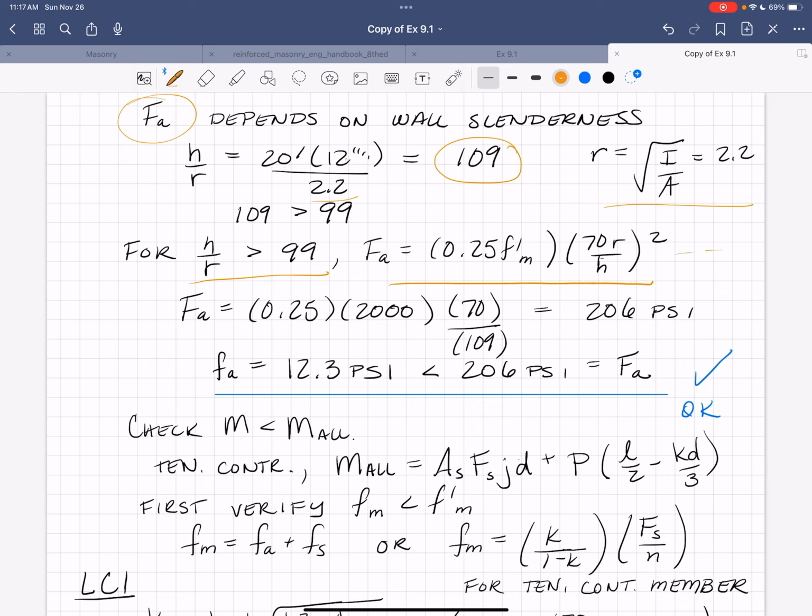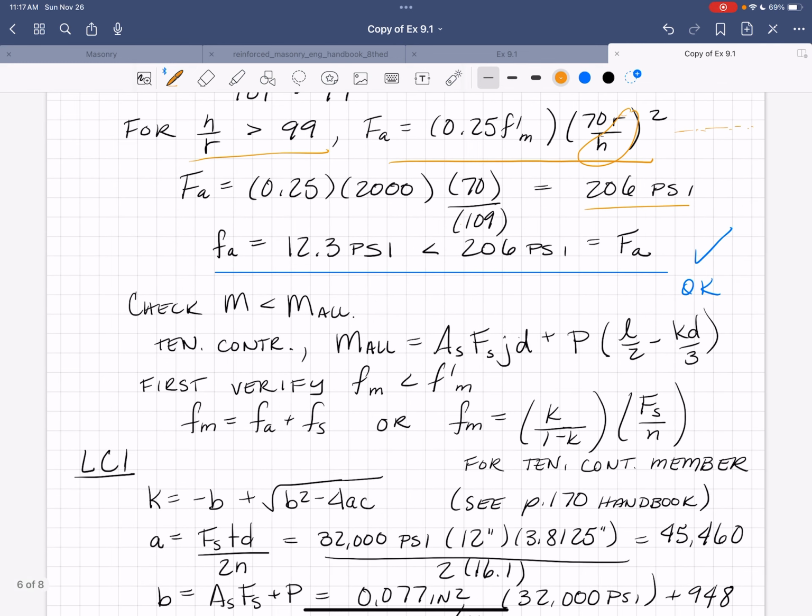There was another term on this equation, but remember we're only counting the masonry piece for axial. So this is the full equation. You can look back to find the one for less than 99 if you end up using that one, both in the handbook and the notes. Plug in there, since H over R just goes on the bottom, and I get 206 psi, which is much bigger than the required, and so I'm okay.